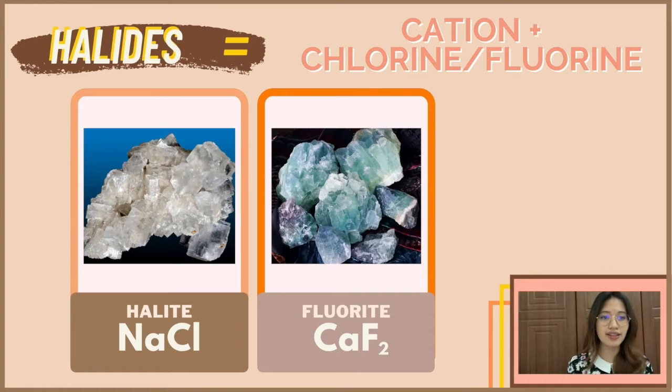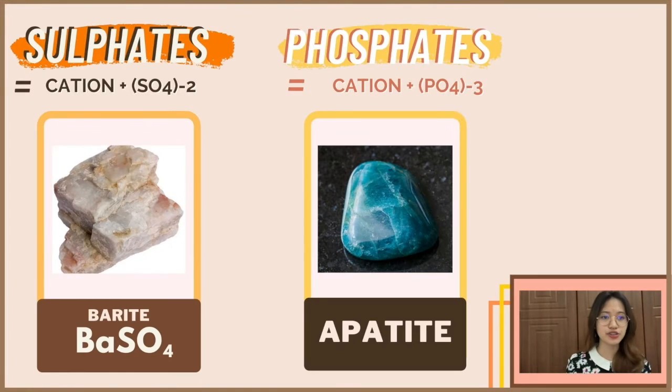Fourth are halides, which contain cations bonded to chlorine or fluorine. Examples are halite, and our constant example, fluorite. And the last 2 subcategories are sulfates, which contain cations bonded to the sulfate group, and phosphates, which contain cations bonded to the phosphate group.